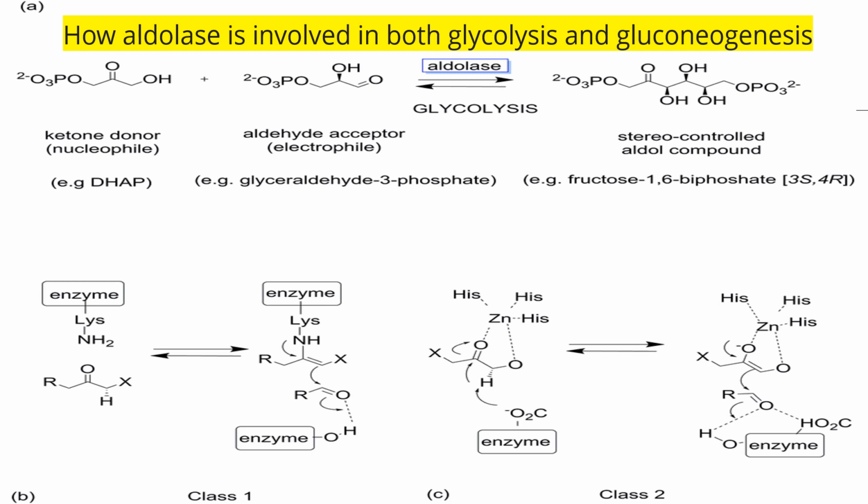Aldolase splits fructose 1-phosphate to dihydroxyacetone phosphate and glyceraldehyde, substrates for gluconeogenesis via fructose 1,6-diphosphate. Among the class 1 enzymes found in mammals, there are the three specific isozymes of aldolase that we were talking about.